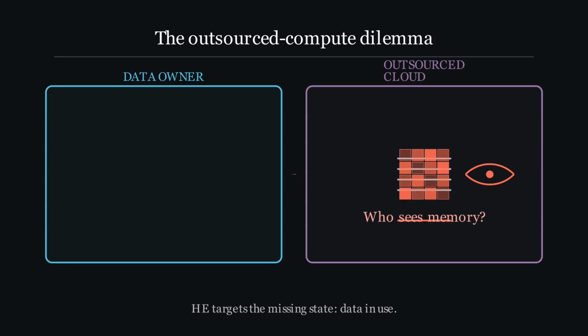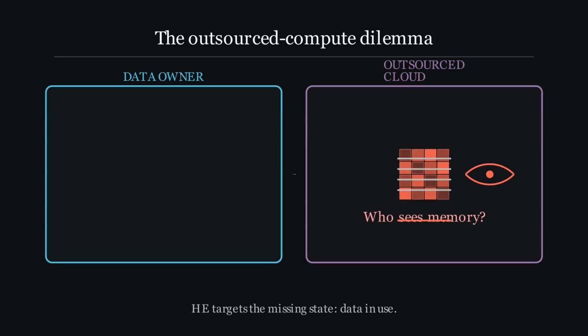Encryption at rest protects a stored file, and encryption in transit protects network packets, but neither one automatically protects server memory. Homomorphic encryption targets this third state, called data in use. The goal is not to hide the existence of a request. The goal is to prevent the cloud from learning the input, intermediate features, or final numerical result while still carrying out the requested arithmetic.